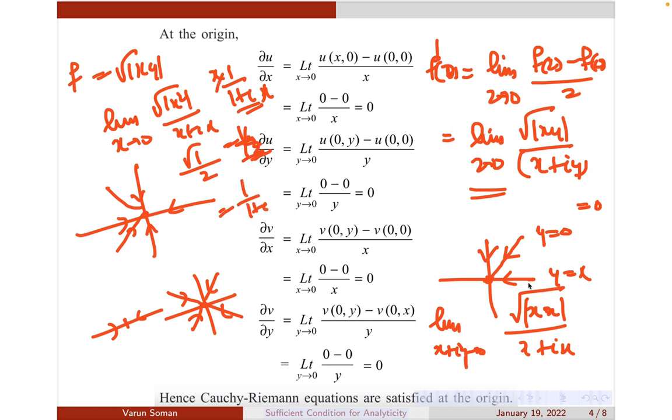So you are seeing that when I approach through the x-axis or y-axis, I get the limit value 0. But when I approach through the line y is equal to x, my limit value is different. So that means the limit is not unique. So this quantity will not exist.